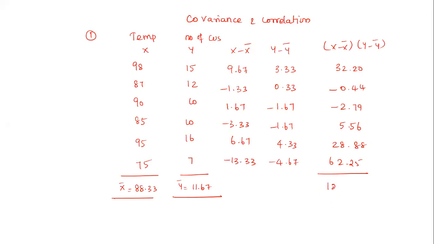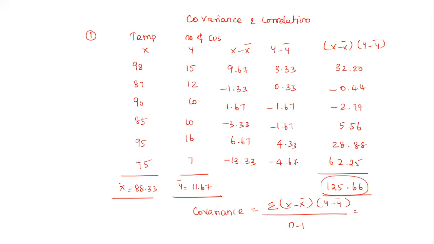Let us also calculate the summation of X minus X bar into Y minus Y bar. It is 125.66. The formula for covariance is equal to the summation of X minus X bar into Y minus Y bar divided by N minus 1. Here the summation is calculated as 125.66, so 125.66 divided by 5. The value is 25.132. So it says that there is a positive relationship between the temperature and the number of customers coming to the shop.